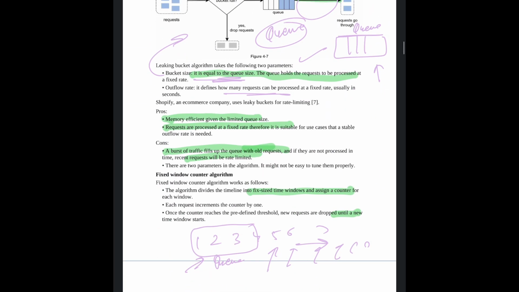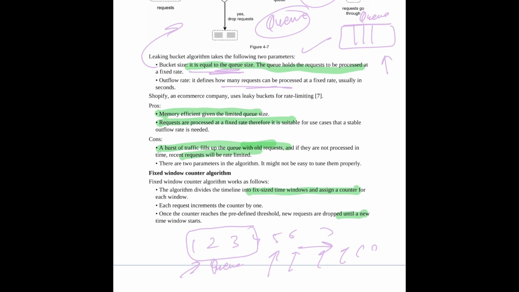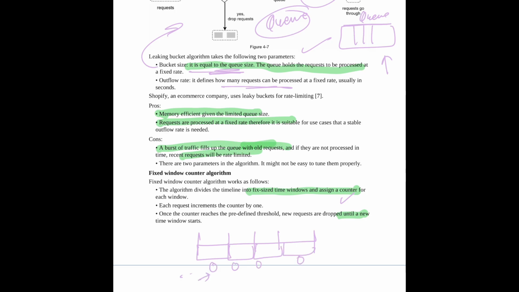Let us go through the other algorithm, that is the fixed window counter algorithm. So what it essentially does is, as the name suggests, there's a fixed window, as in for a timestamp, it specifies the number of requests that are allowed, like it assigns a counter to them. So for example, if this is my time scale, let me divide it into some buckets, and then each section has a counter. Each time a request comes, and if it falls into this window, this counter is incremented. And then once the counter reaches a threshold, all the requests are dropped until a new time window starts.